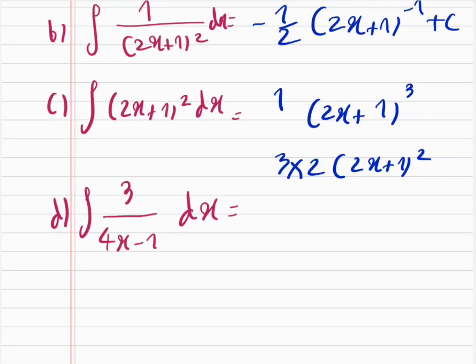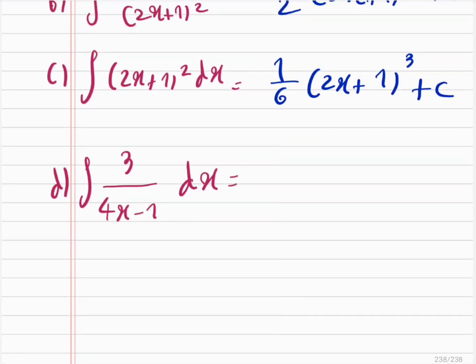Now, simply by doing the reverse thing basically here, which is 1 over 6, if our guess is 1 over 6, then obviously this 6 is going to cancel out with this 1 over 6. So therefore, the answer here is 1/6 (2x + 1)^3 + c.